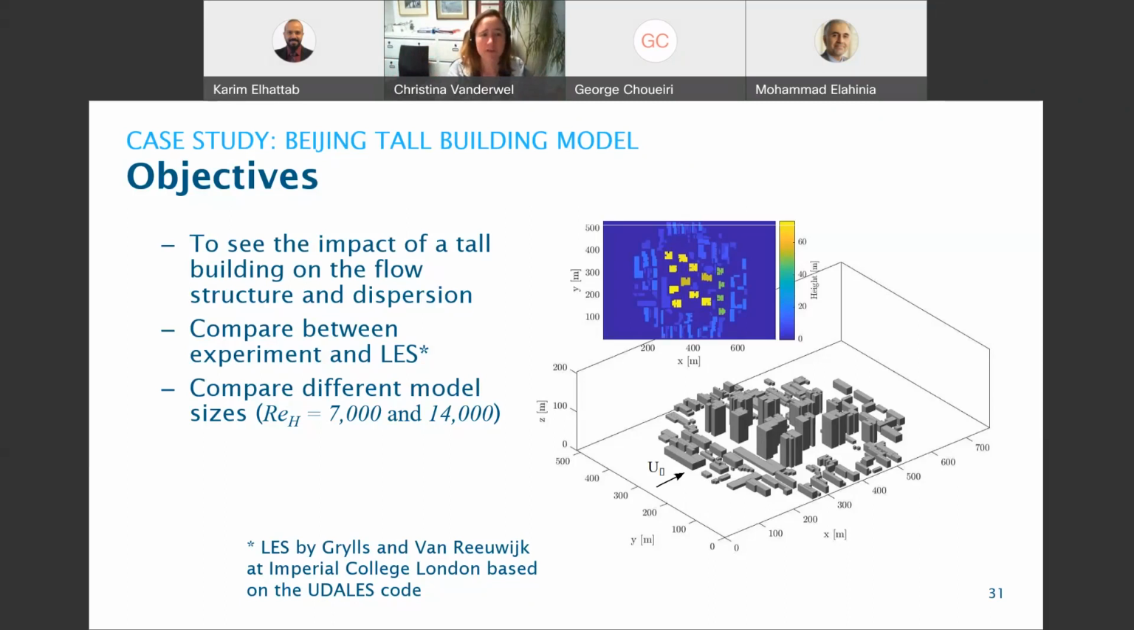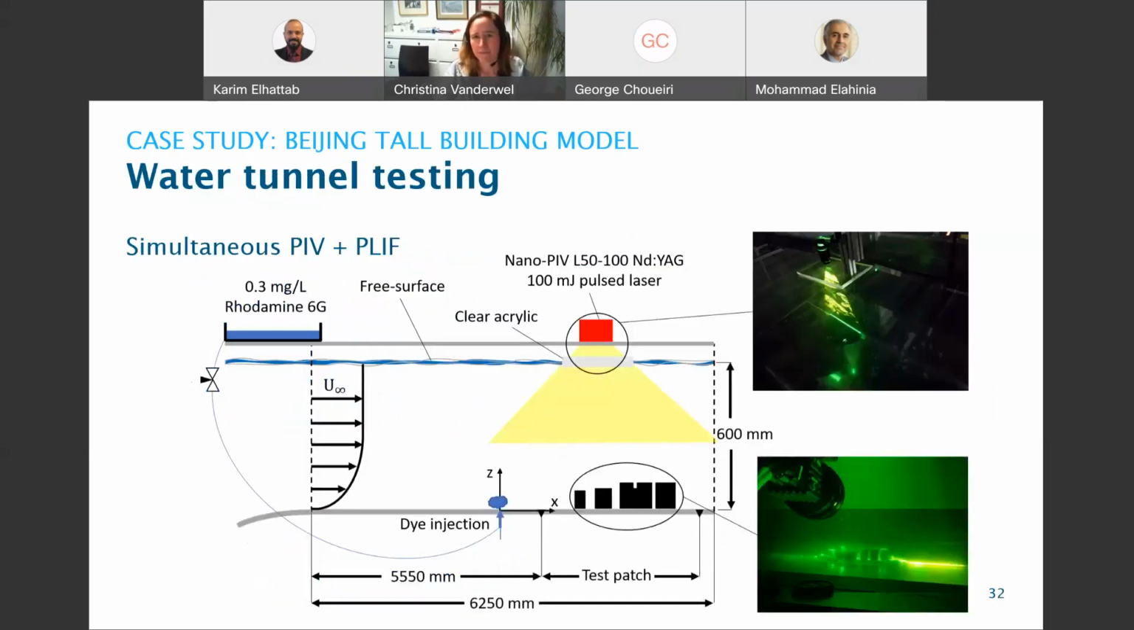We also had 2 different model sizes this time. Again, the Reynolds number is in this order of about 10,000. So we don't expect much difference here, but we just wanted to double check. So this time we did just water tunnel testing. We put the model in the water tunnel. So here's an illustration of the model placed in there.